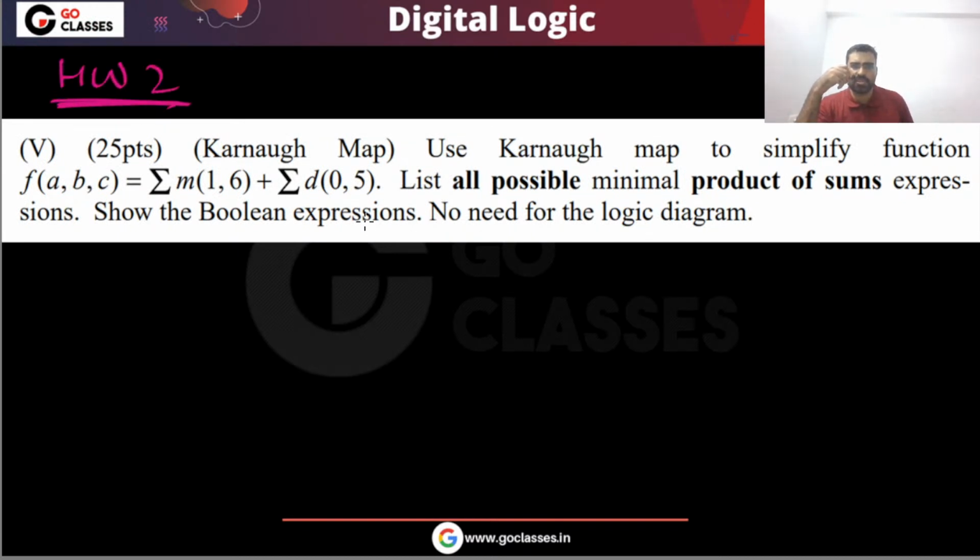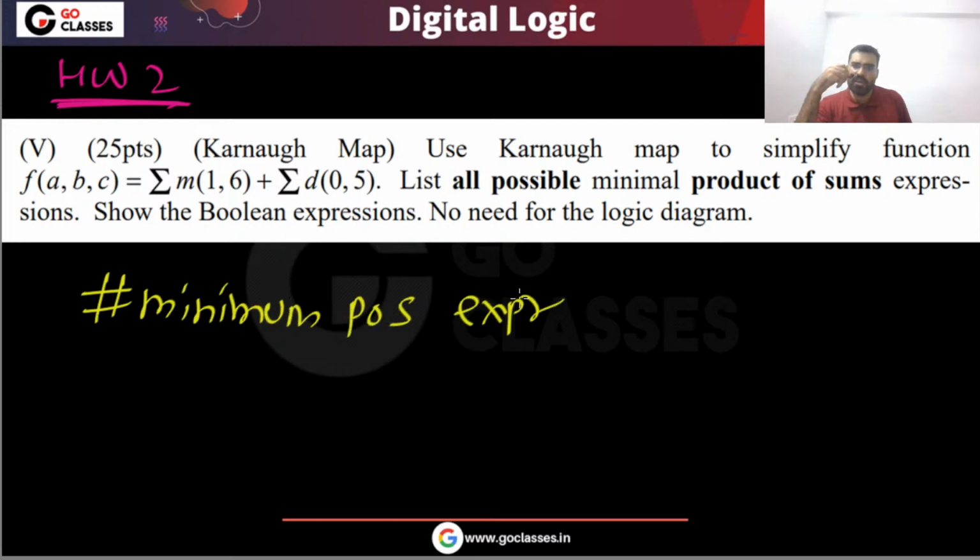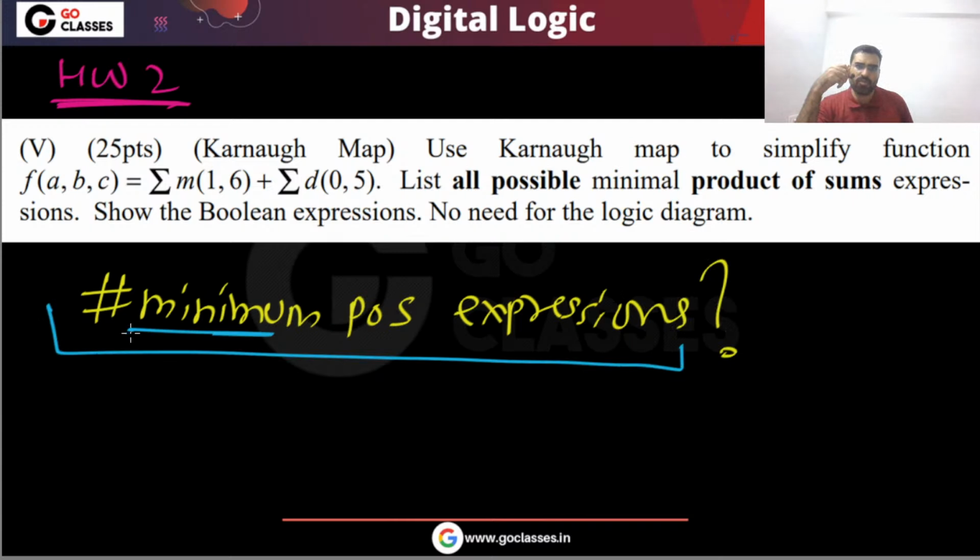So these are the two questions. In this question you have to find the number of minimum POS expressions. How many POS expressions will there be? How many minimum POS expressions can you create? This is what you have to find. This is your homework number 2.